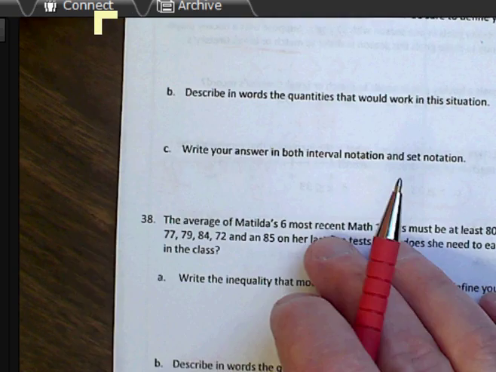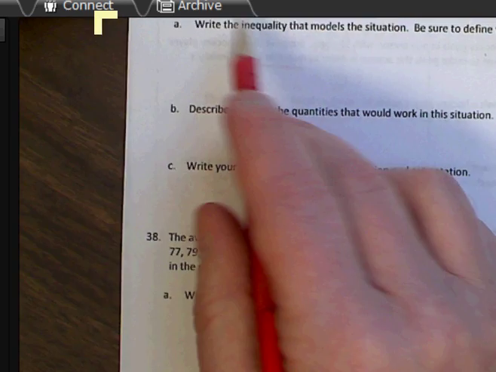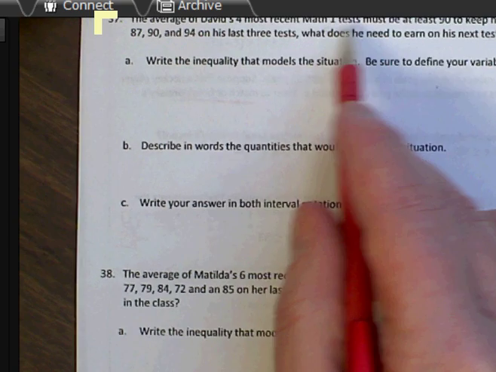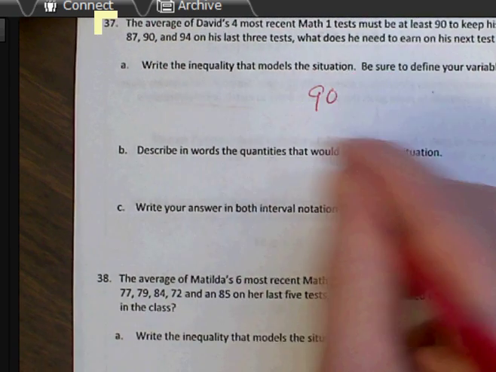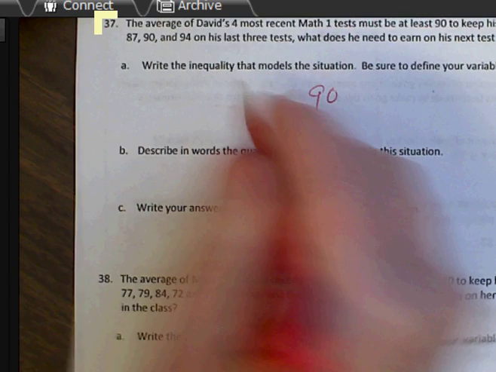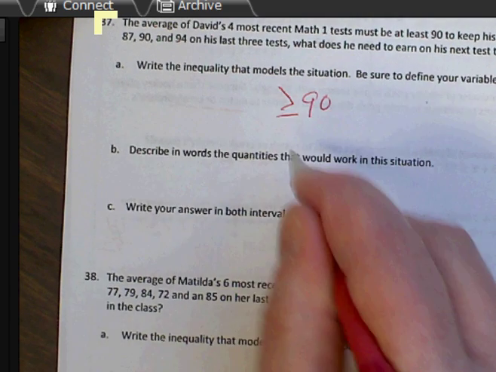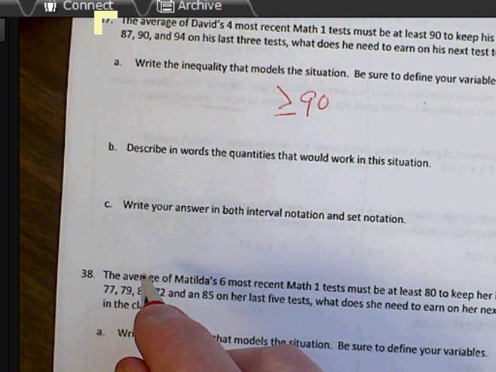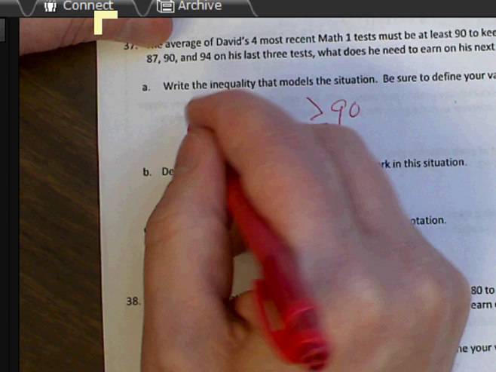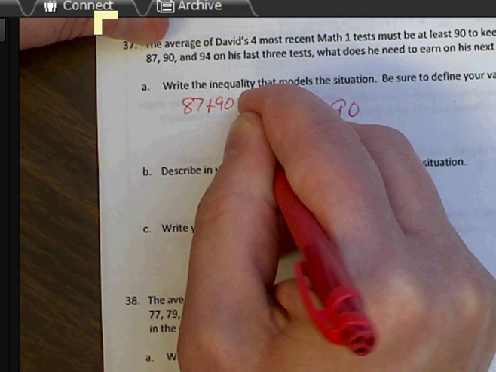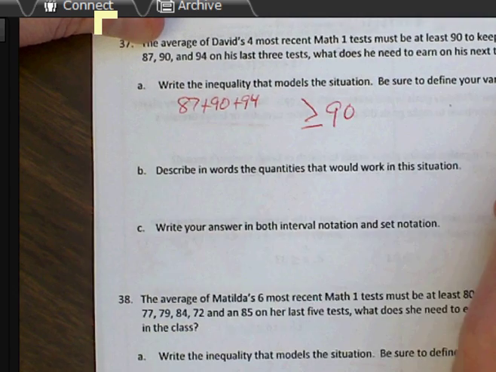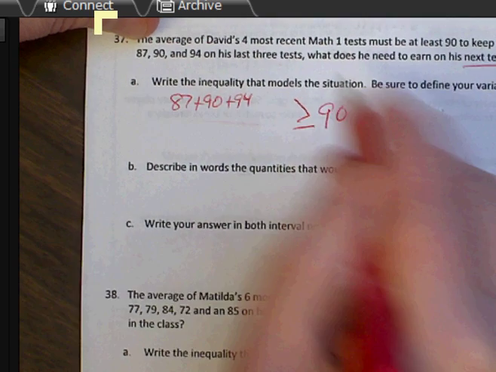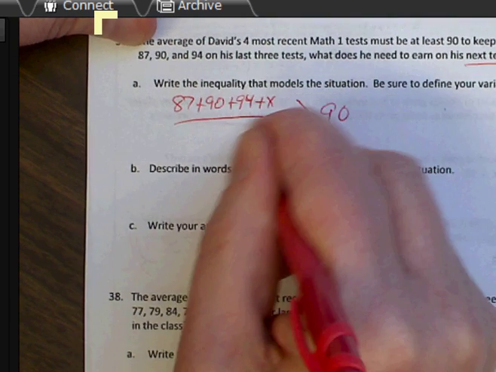All right, last page here. 36 is even. I'm going to do 37. Average of David's 4 most recent Math 1 tests must be at least 90. So at least 90 means that these grades over here have to be greater than or equal to 90, right? If he receives a 87 plus 90 plus 94 on his last 3 tests, what does he need on his next test to keep the A? So plus X, and I'm going to divide by 4.